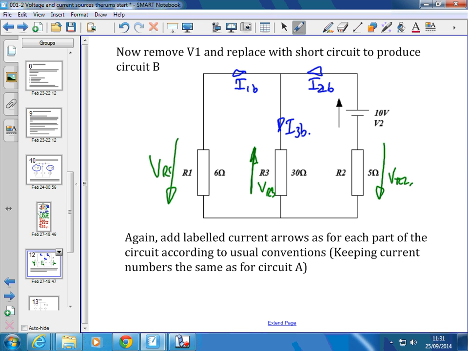Okay, so I'm going to pause that now, here to help, but I want you to follow through, copy the first one in essence, but with different values, to find the 3 currents, I1B, I2B and I3B. Please.